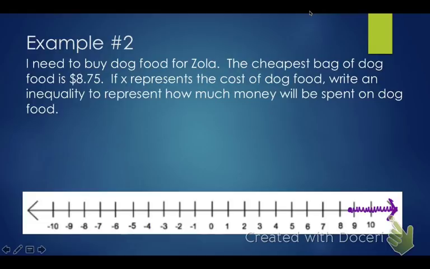All right. That's it, because I can spend $20, I can spend $30, I can spend $45 on a bag of dog food. All right? So X is greater than or equal to $8.75. And that's my inequality. So X is greater than or equal to $8.75. Much easier than example number 1. Let's move on to example number 2.